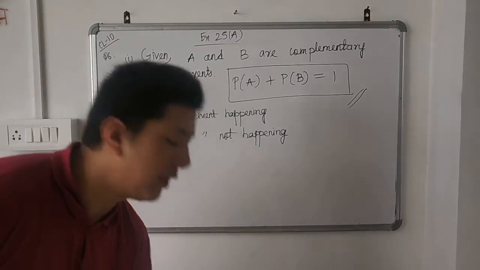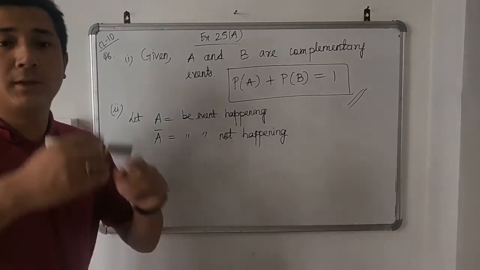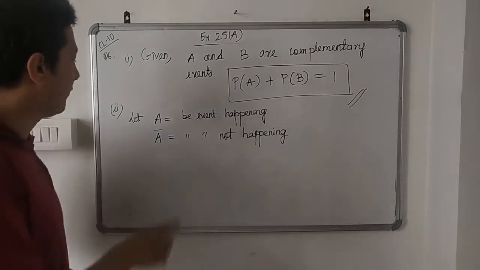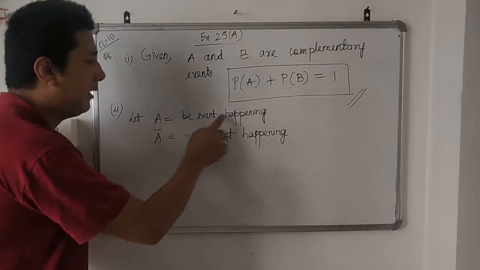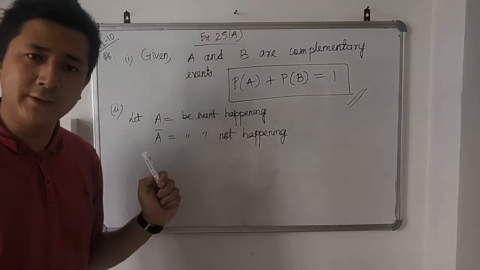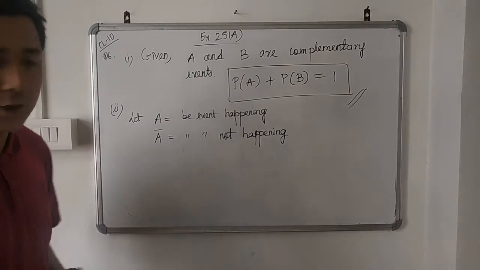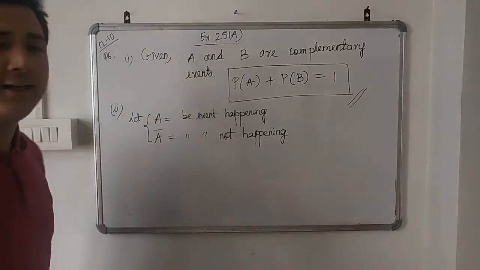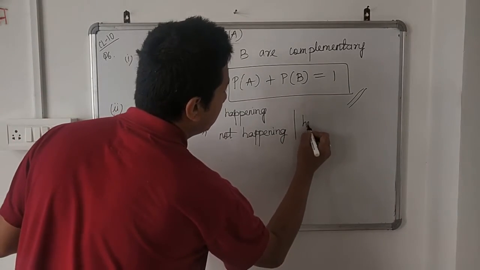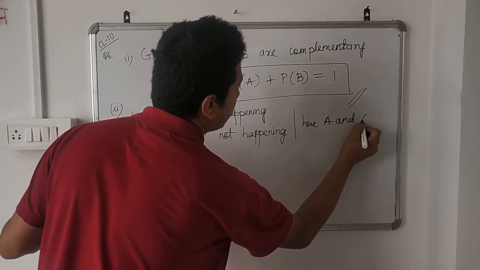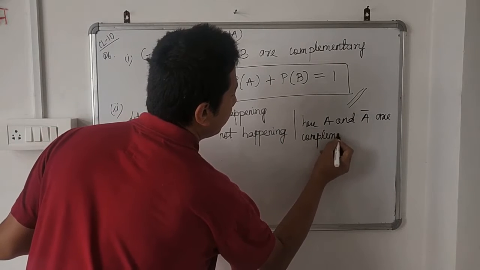So here there are two opposite kinds of events. One is telling the event is happening, but the other one is not happening. So I have made an assumption: let capital A denote that the event is happening. Then A bar or A dash is the event not happening. So here we can see A and A dash are complementary to each other.